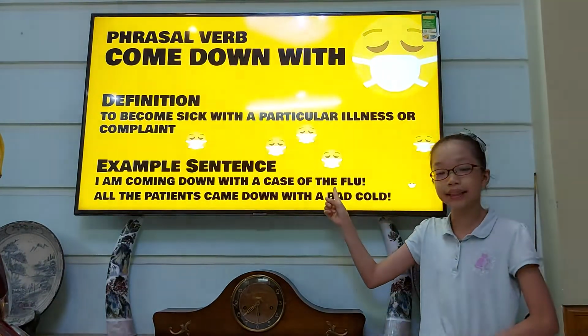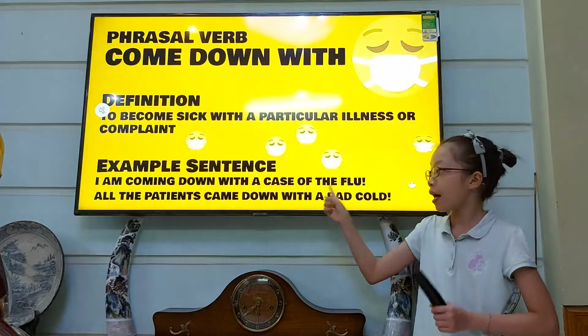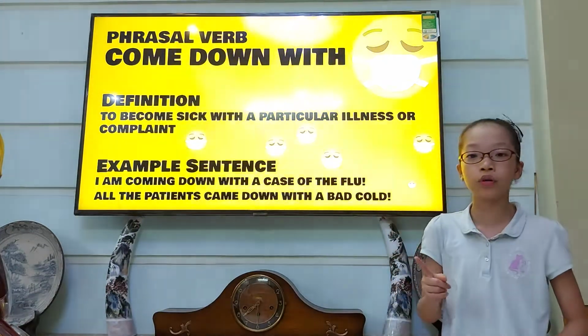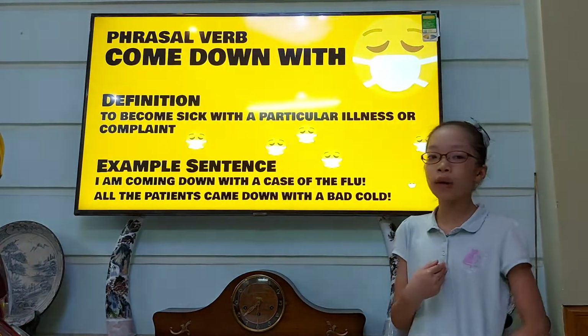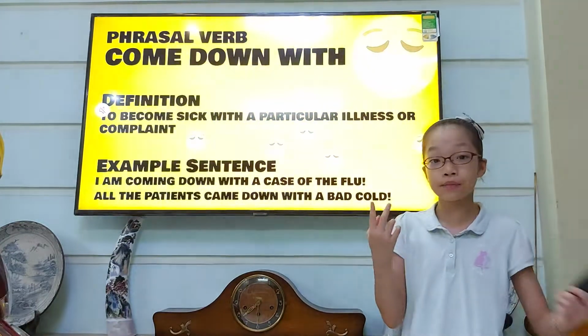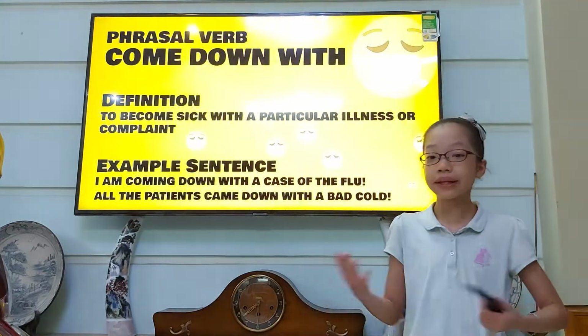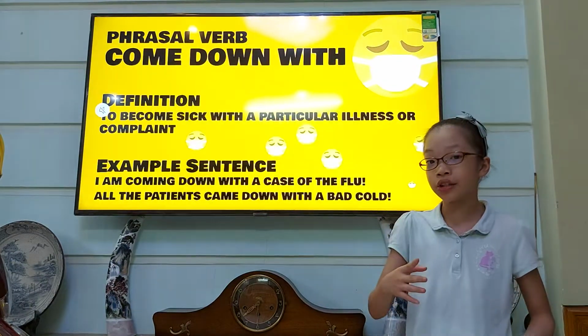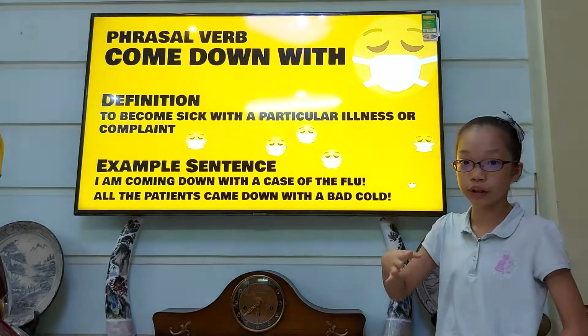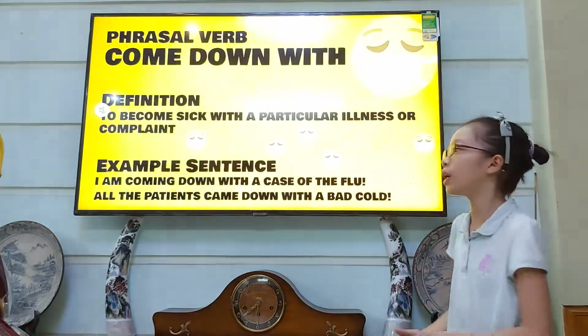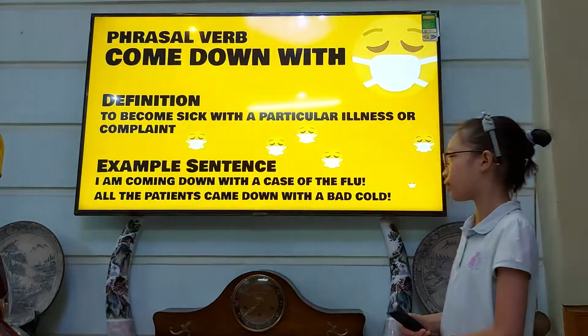So this first sentence is just like me. I'm coming down with a case of the flu. That means I am sick and I have the flu. Normally we use two sentences: I am sick, I have the flu. But now you want to take your English to the next level. So you can use this sentence. It's short and convenient. I am coming down with a case of the flu.